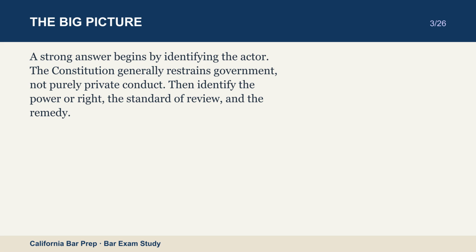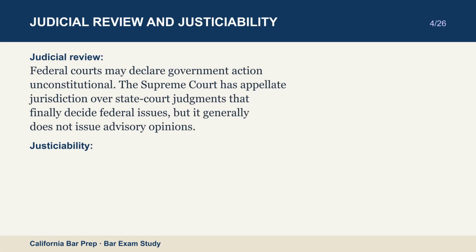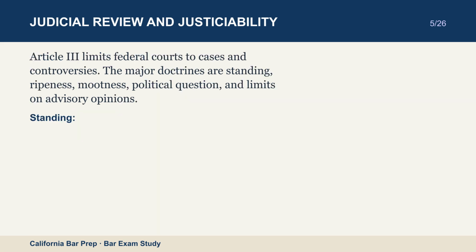Judicial review. Federal courts may declare government action unconstitutional. The Supreme Court has appellate jurisdiction over state court judgments that finally decide federal issues, but it generally does not issue advisory opinions. Justiciability. Article 3 limits federal courts to cases and controversies. The major doctrines are standing, ripeness, mootness, political question, and limits on advisory opinions.